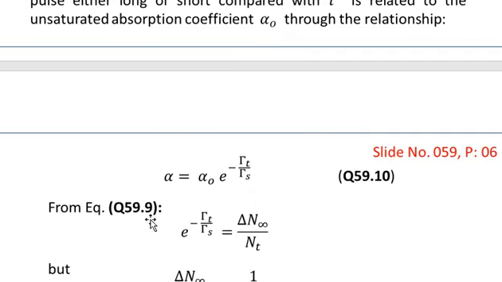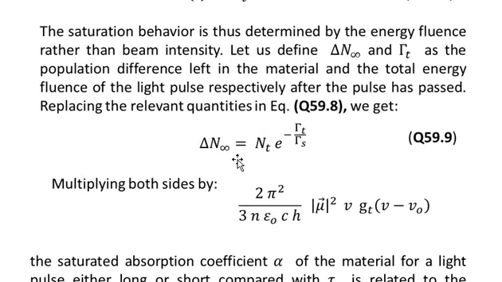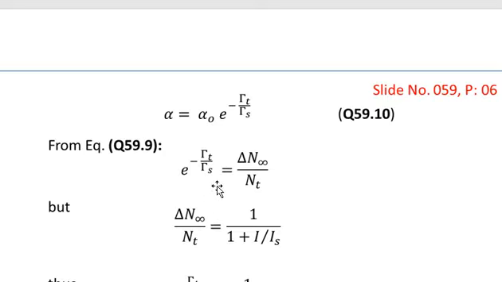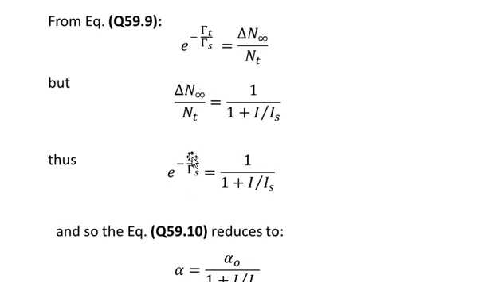And from equation number 59.9, if you compare this equation with this equation, you can write that e to the power minus gamma t over gamma s is equal to delta n infinity over nt. But you know that delta n infinity over nt is equal to 1 over 1 plus I over Is, which we have defined earlier in the appendix, and I have also shown you. So comparing these two terms together, we get e to the power minus gamma t over gamma s is equal to 1 over 1 plus I over Is.